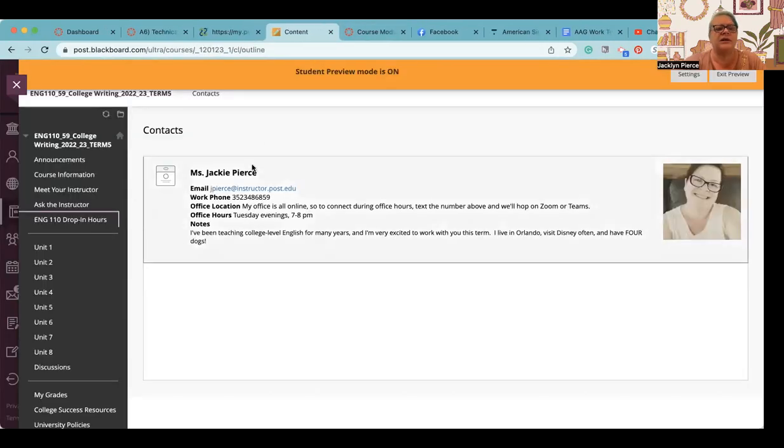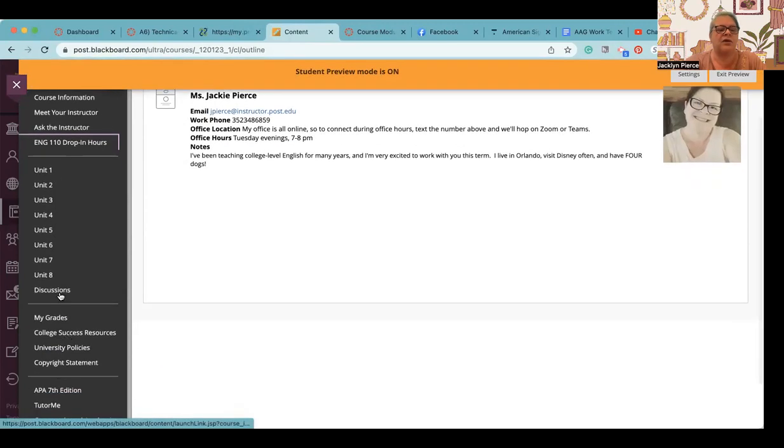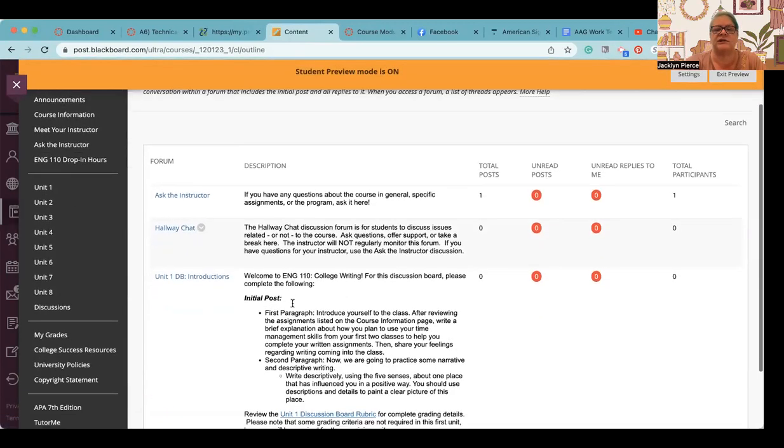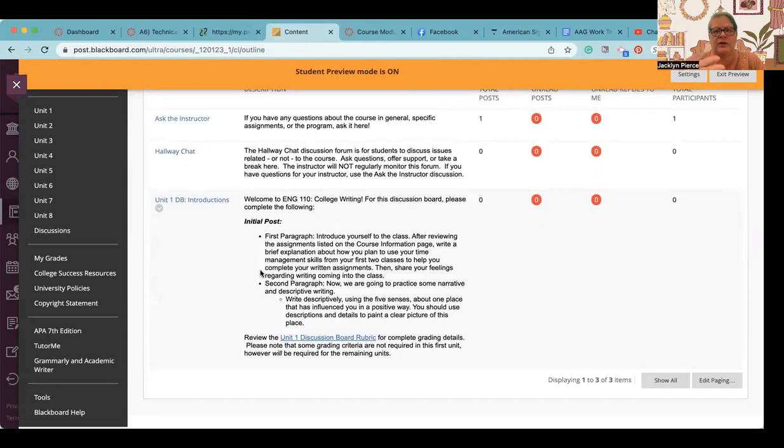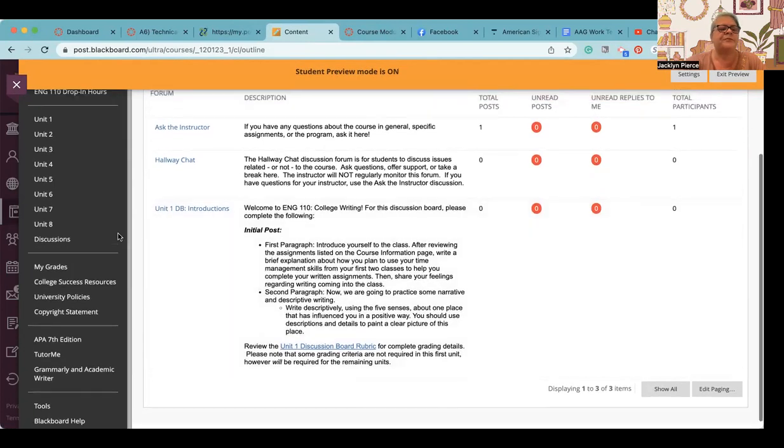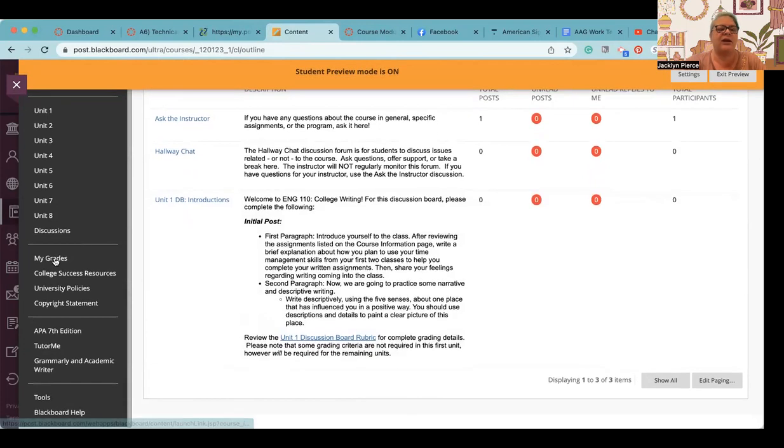All right, so back to the course, we have then units 1 through 8. There's also a link to the discussions. So you will see that Ask the Instructor and hallway chatter at the top. And then you are only seeing unit 1 now. They're released each week, so you will only see them as they come out. Below that, you have the My Grades. This is where you will see not only your grade, but you will also be able to access my feedback on the grade, which is the most important part.